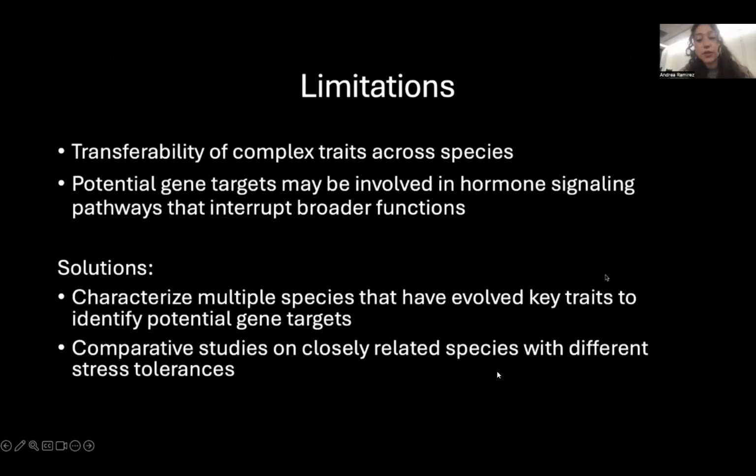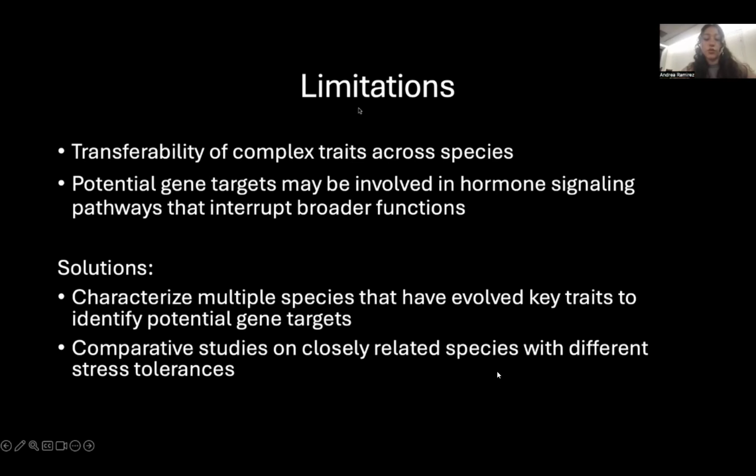Of course, there are limitations to these studies. Some of the limitations that arise include the transferability of complex traits across species. We don't always know if the same genetic mechanisms responsible for root changes in one system will necessarily act the same in another system. We also may be looking at gene targets that are involved in other pathways like hormone signaling and thus interrupt downstream and broader functions. But some of the possible solutions include characterizing the evolution of key traits in multiple species to identify better candidates for gene manipulation. Comparative studies on closely related species with different stress tolerances can also ensure greater chances of transferability.